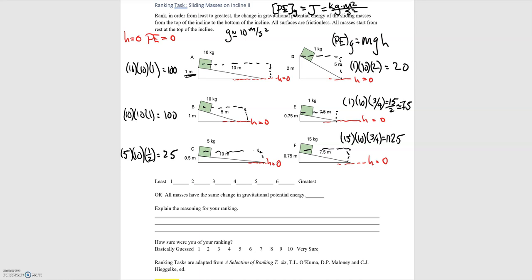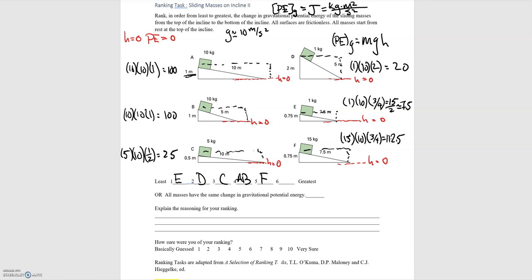So now that we've calculated all the potential energies, we can go ahead and rank them. Starting with the smallest, we have E. Next up, we have D, then C. A and B are both equal to 100, so those are the same, A and B. And then F was the greatest potential energy.